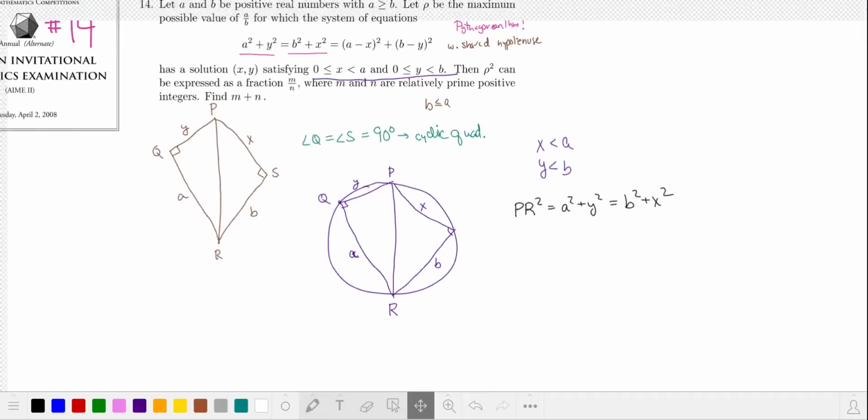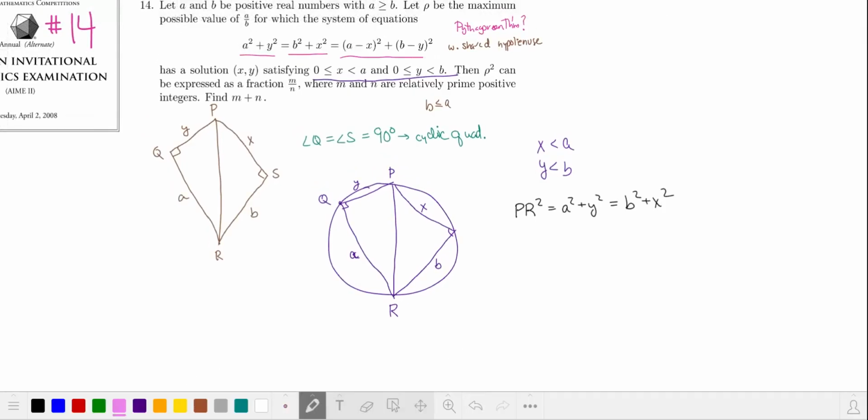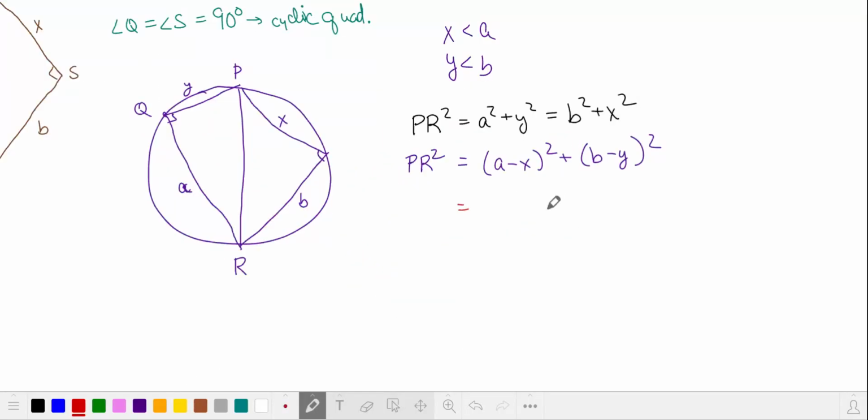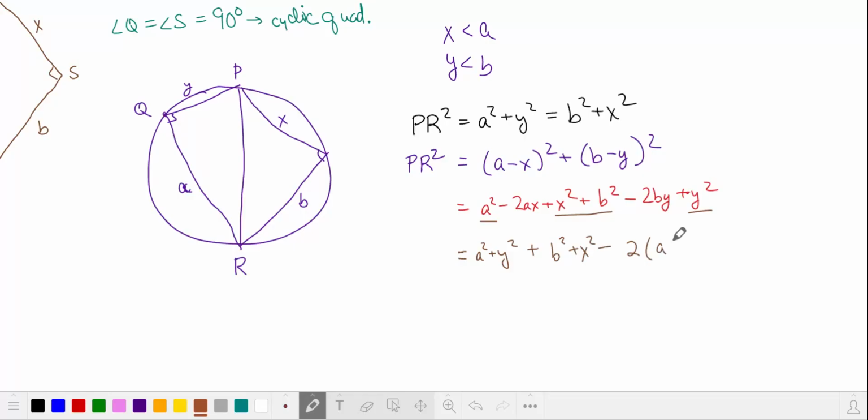X squared. But in the problem statement, we also have that it's the sum of these squares. So we'll expand these. I'll match up the A squared and the Y squared, and we have this B squared and X squared, and I'll factor out 2 from these last two terms. And I'll substitute the square of PR for A squared plus Y squared, and the same thing over here.